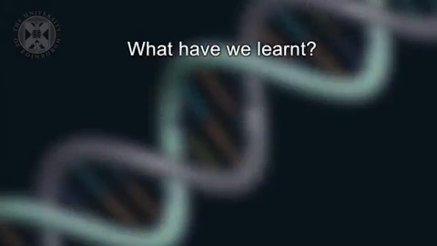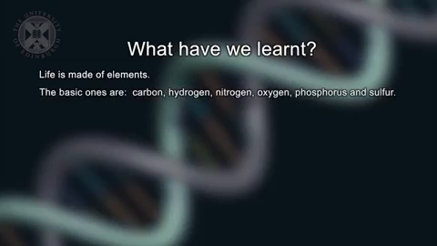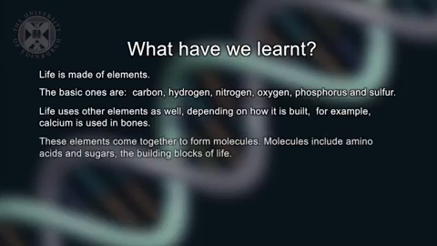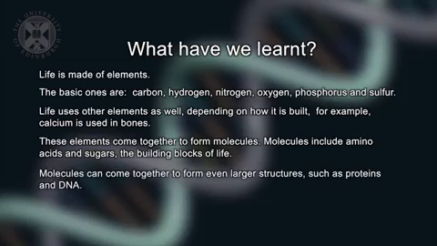What have we learnt in this lecture? We've learnt that life is, of course, made of elements, but it's made of very basic ones, including carbon, hydrogen, nitrogen, oxygen, phosphorus and sulfur. And we've learnt that life uses other elements as well, depending on how it's built. For example, calcium used in bones. These elements come together to form molecules, and molecules, including amino acids and sugars, are the building blocks of life. These molecules can themselves come together to form even larger structures such as proteins and complex sugars and other molecules such as DNA, deoxyribonucleic acid.